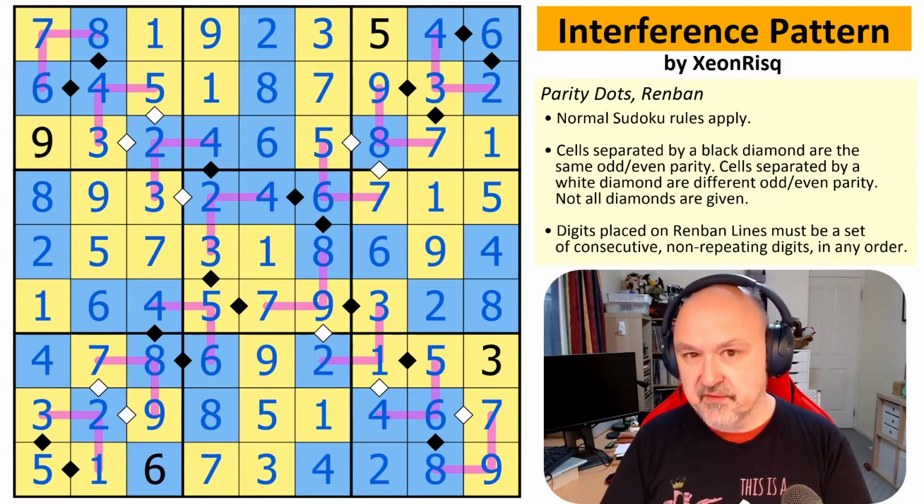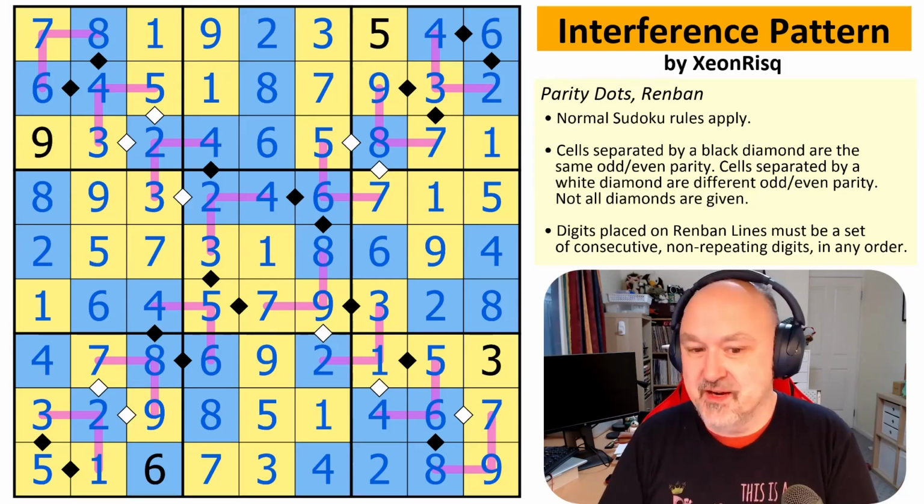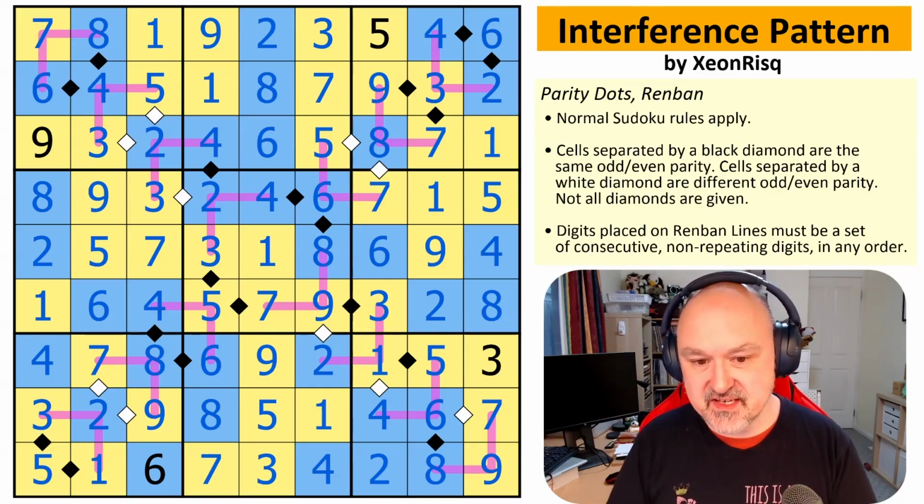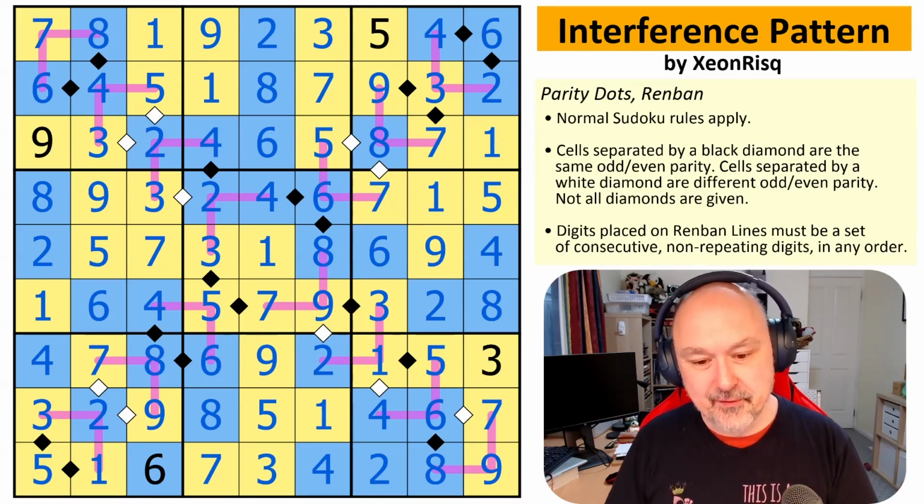I think I was a little bit faster at that than I would have been because I've done so many parity puzzles recently, including spending about a day setting one using a similar constraint to this. I didn't have Renban Lines, but I was using a lot of parity dots. Wow. That was really cool. That was very, very clever.